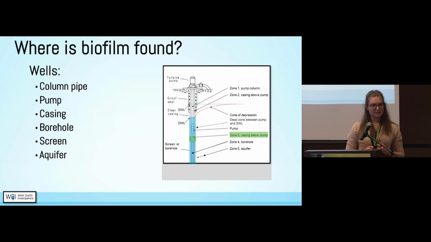Then we also see it in the casing because oftentimes that will be metal, and as bacteria need metals, they will cause corrosion in that. We see it in the borehole. Now, this is going to be natural minerals that are in that geology.